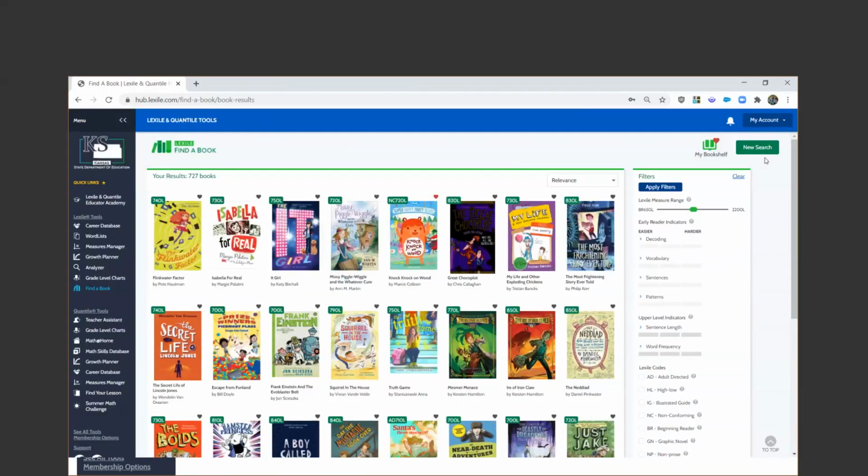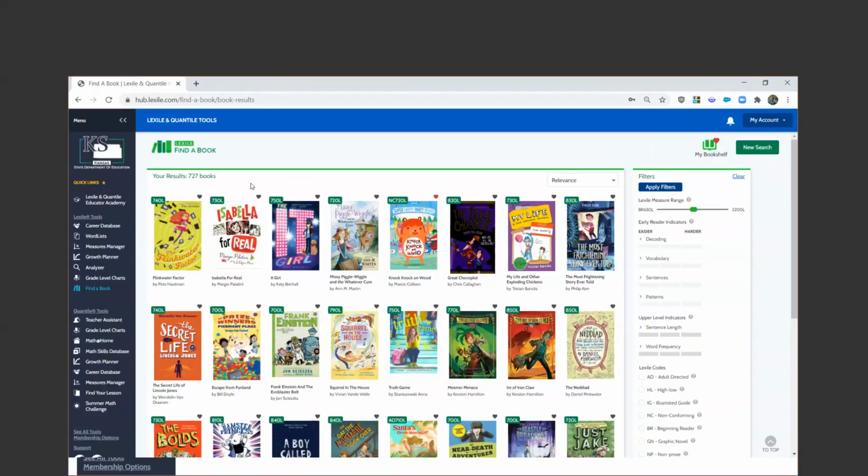And what the system is doing is it's scouring our database of more than 250,000 different titles and identifying, okay, what are the titles that are near this student's Lexile measure and which have content that measures up with this topic that this child wants to read. And so you'll see here in the results list, I know the font is very, very small, but we have found 727 books that match those criteria.